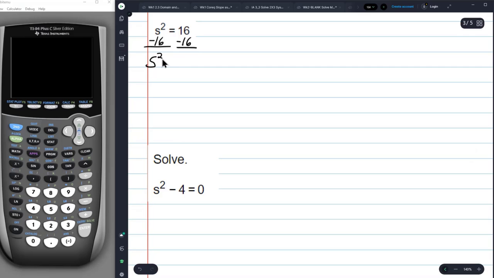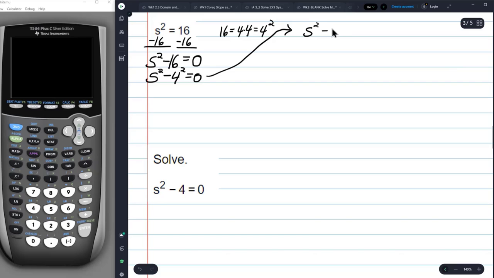So s squared minus 16 equals 0. And most of you probably know that 16 equals, among other things, 4 times 4, which is 4 squared. So what I really have here is s squared minus 4 squared equals 0. So to save room, I'm going to come up here now. S squared minus 4 squared equals 0. I get so excited.